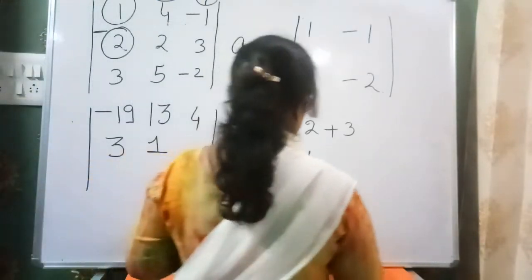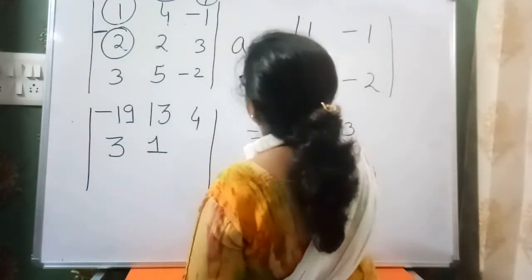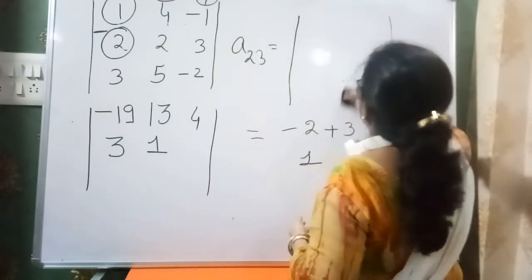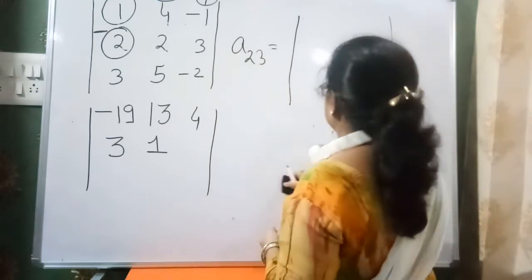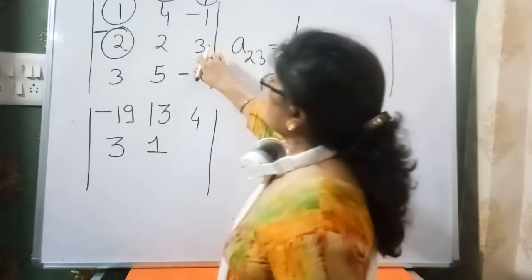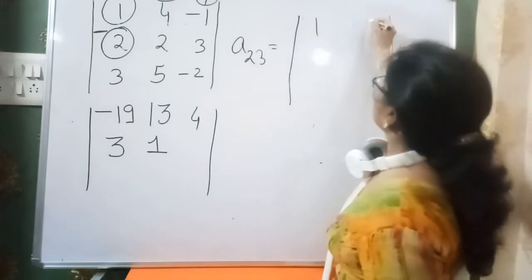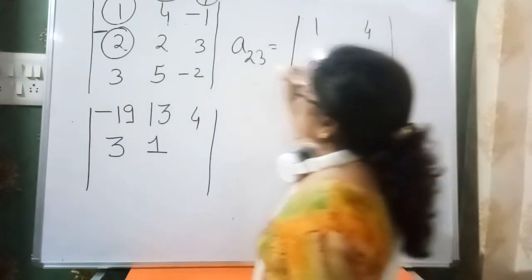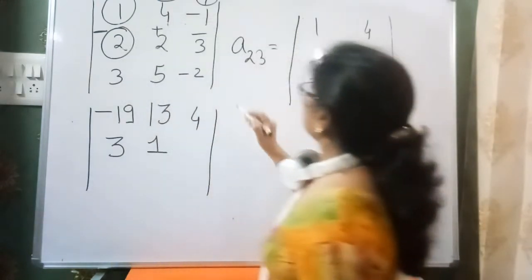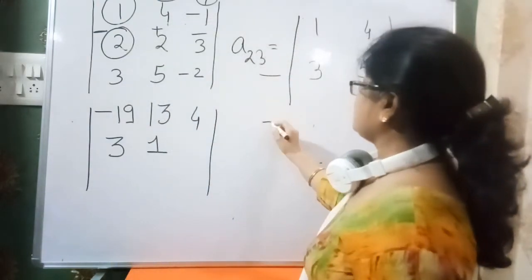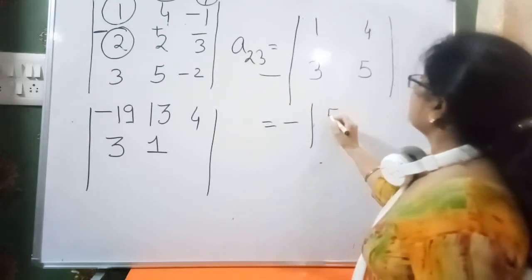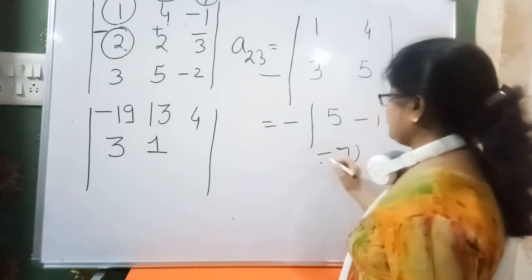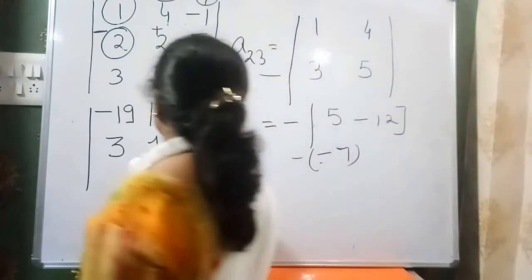Now next one, 2 and 3. Second row, third column. Now what are the values for that? For third place we have 1 and 4 and 3 and 5. Clear? Now also this is plus and this is again minus. So put a minus sign in front of the determinant. Clear? We have 5, 3 4s are 12. That means we are left with minus 7, and again with minus, that means we are left with 7.